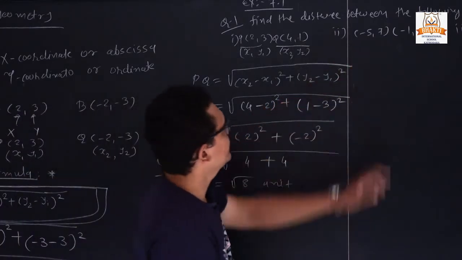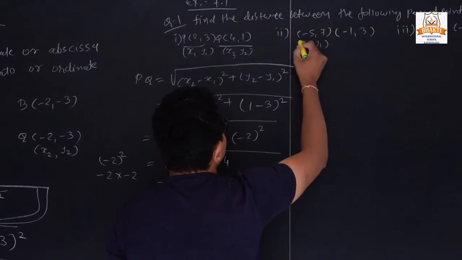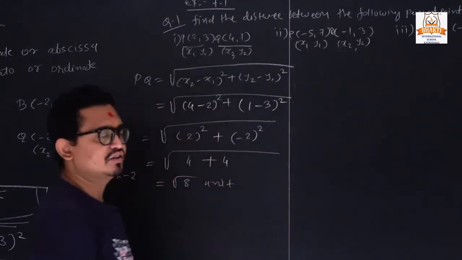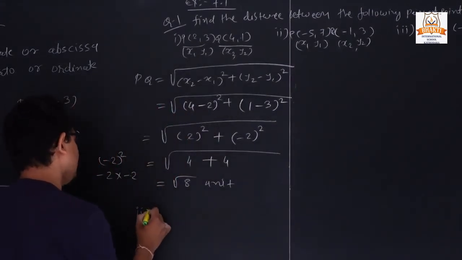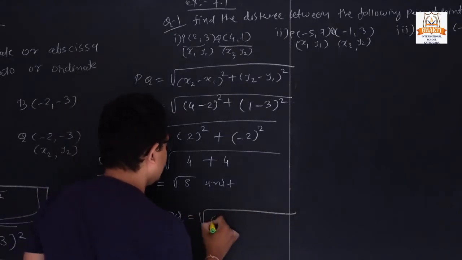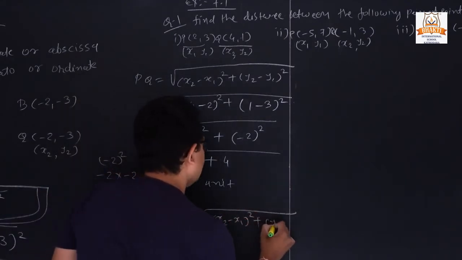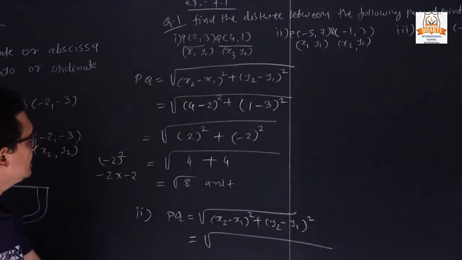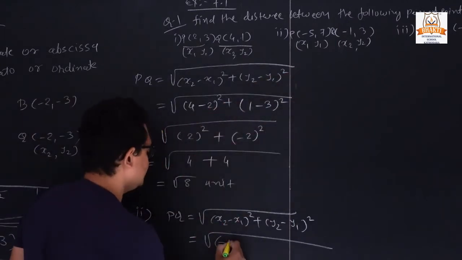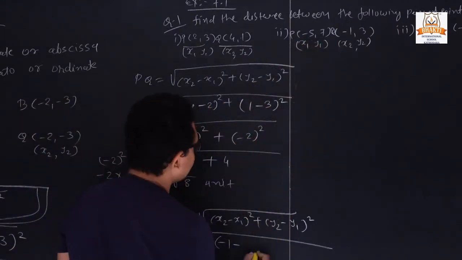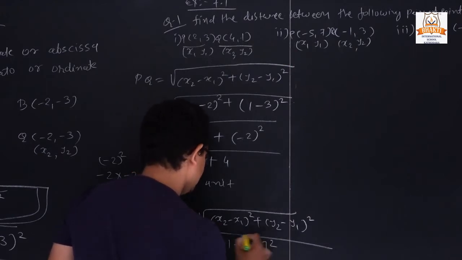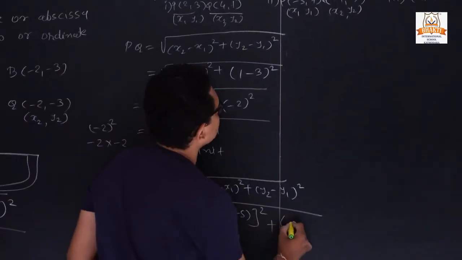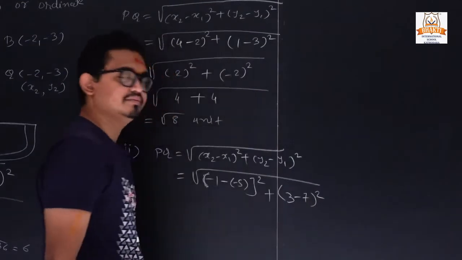Now for second, it is x1, y1 and that is x2, y2. It is P and we can declare it is Q. Once again we can use the same formula, PQ is equal to under root (x2 minus x1) all square plus (y2 minus y1) all square. So what is x2? It is minus 1. What is x1? It is minus 5. Plus y2 3 minus 7 all square.